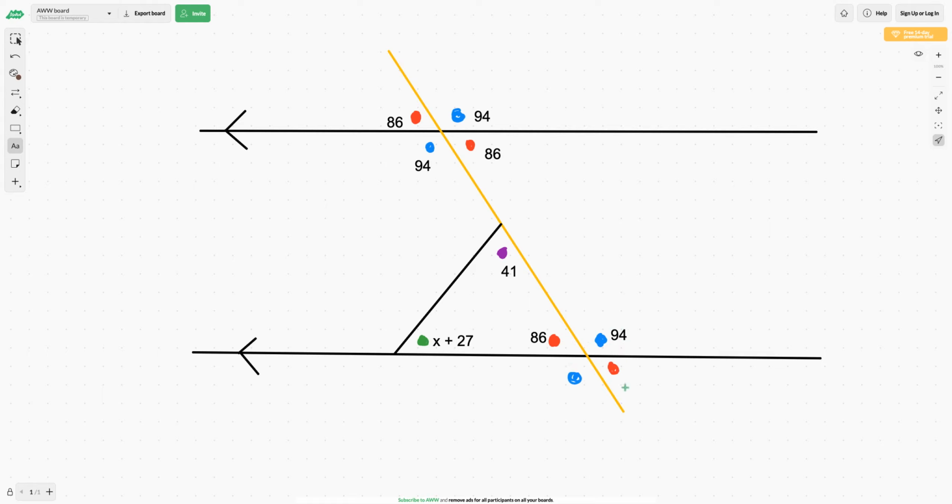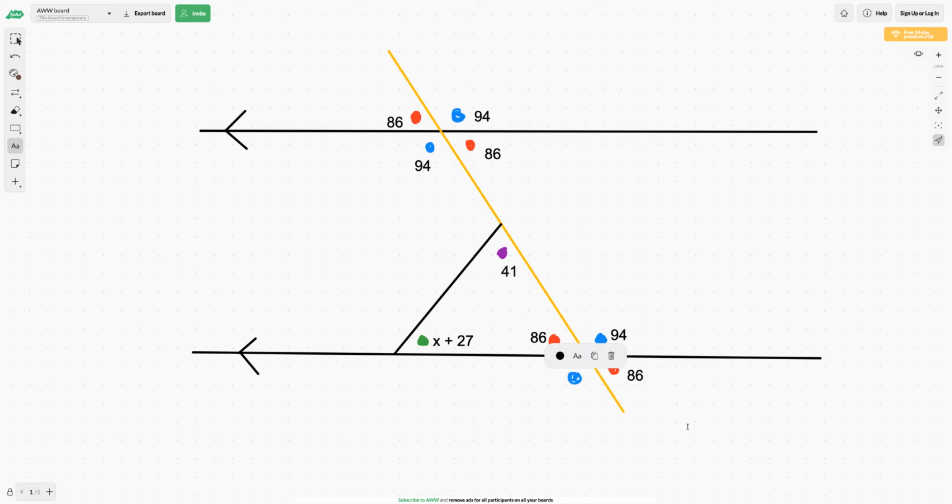Alright, for this angle right here, there are many different ways to do it, but I'm just going to use this angle right here. This angle and this angle are what we call alternate exterior angles because they're on two different sides of the intersection and they're both outside of the parallel lines instead of inside of them. So these two are alternate exterior.